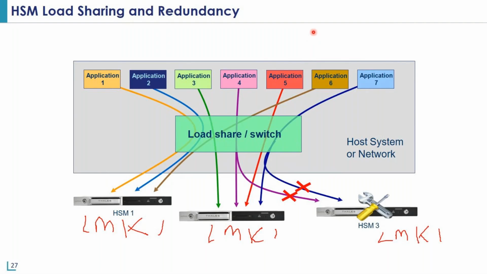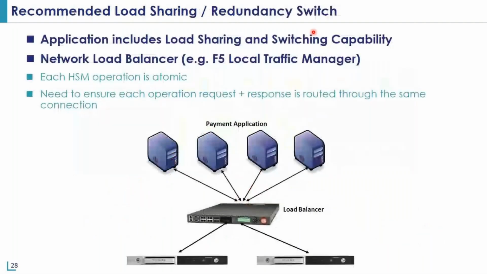Thank you, Jay. So before the break we were talking about load balancing. You can have a network load balancer like F5 Local Traffic Manager, and you have to remember that each HSM operation should be atomic. If the request was sent by your application number 1 and it is served by HSM number 1, then you have to ensure that the response is sent to your payment application number 1 only. So either everything occurs or nothing occurs. It should follow the same route, and it also has to be atomic.